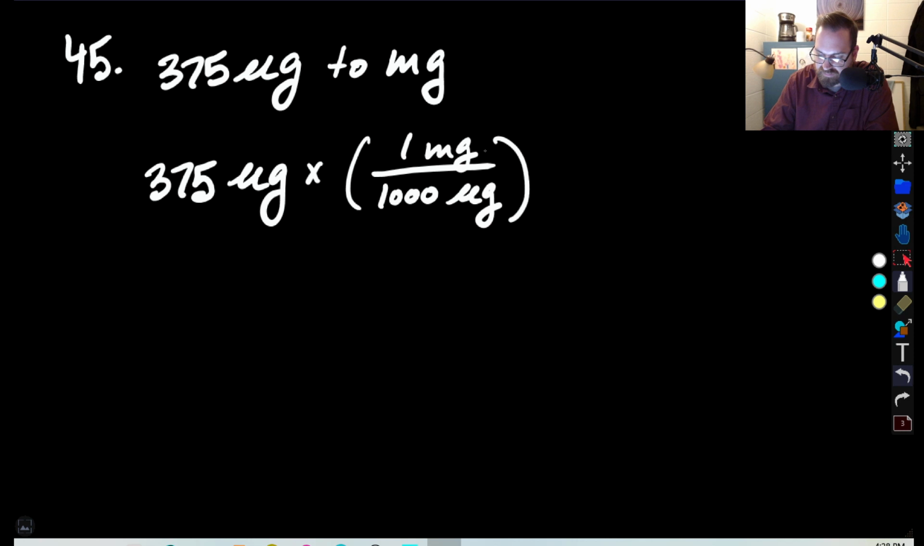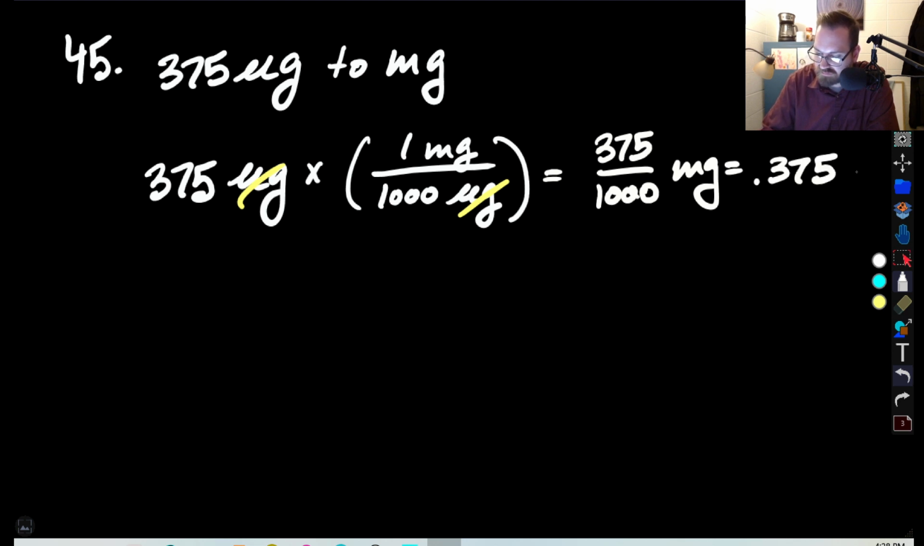Okay? And so now it's going to be the exact same process here. We're going to a larger unit, so the number should be smaller. If you're converting from a small unit to a large unit, then the number is actually going to do the opposite. So it's going to go from a big number to a small number. Okay? So this is going to be 375 over 1,000, which is milligrams, which is equal to 0.375 milligrams.